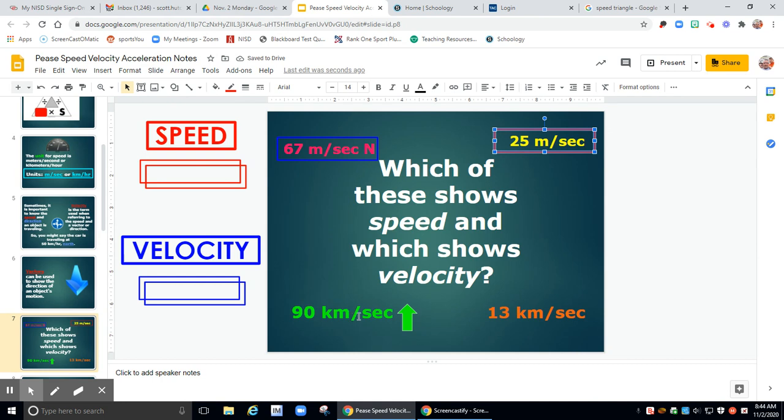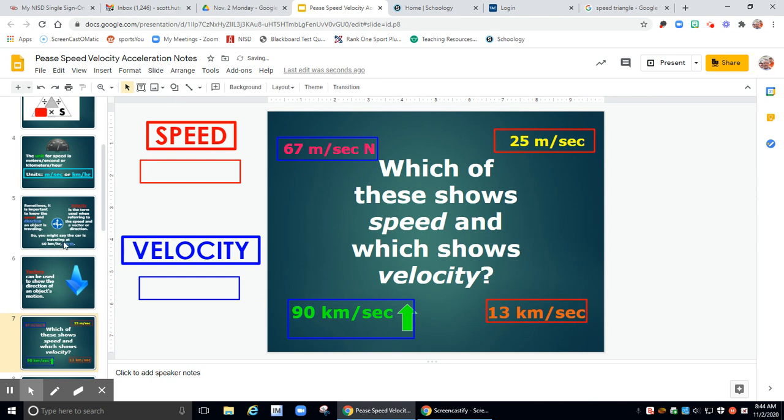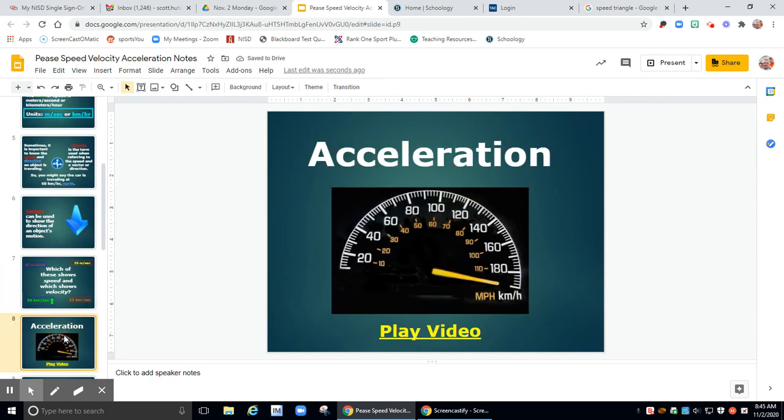90 kilometers per second up. So that's also a direction, so that's going to be a velocity as well. And then the last one here, 13 kilometers per second, there is no direction. So that means this one would be speed. All right. And so the last thing here is understanding what acceleration is.